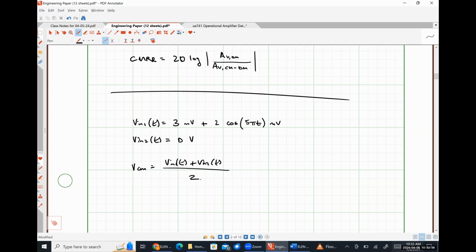Because the op amp or the transistor circuit itself really doesn't care what's applied where. It just cares which portion is the common mode and which portion is the differential.